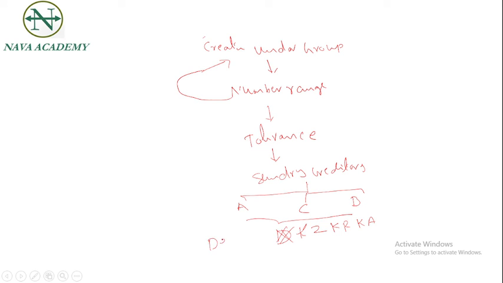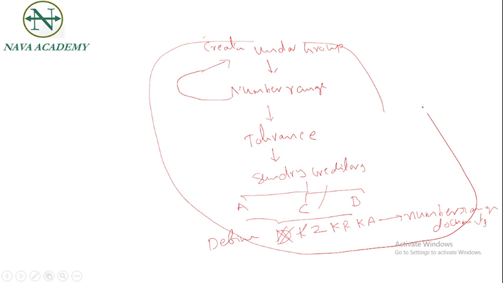Define these document types and number ranges. Number range to documents. This number range is for the vendor group, and this number range is for documents. This is the basic configuration for posting the invoice.